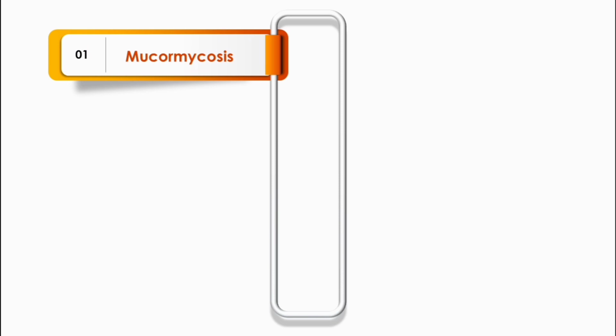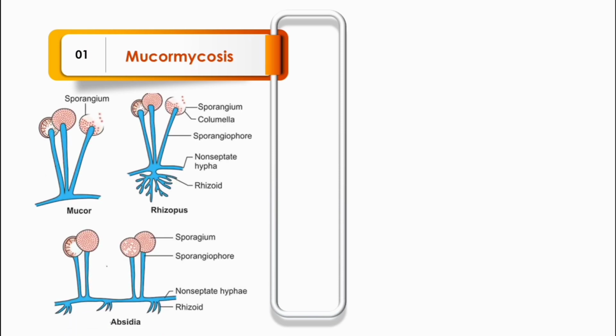Mucormycosis is an invasive fungal disease caused by the group of Mucormycetes, by the species Rhizopus, Mucor and Absidia. It is an opportunistic fungus which progresses rapidly and is highly destructive. The fungal disease may be fatal in 7 to 10 days if not treated early.